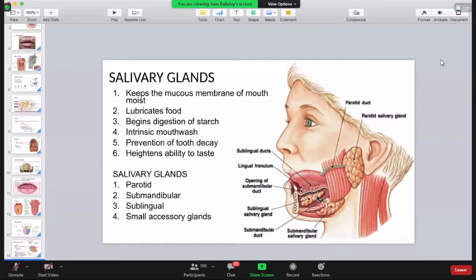How about the submandibular and the sublingual gland? Where do they open? Your sublingual papilla, at the medial side of your sublingual fold. That is where you will find the opening of the submandibular and sublingual gland. All right? So make sure you know that.